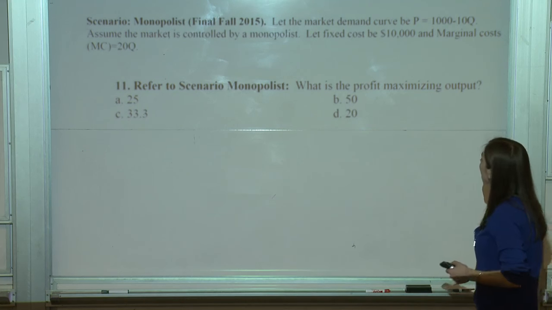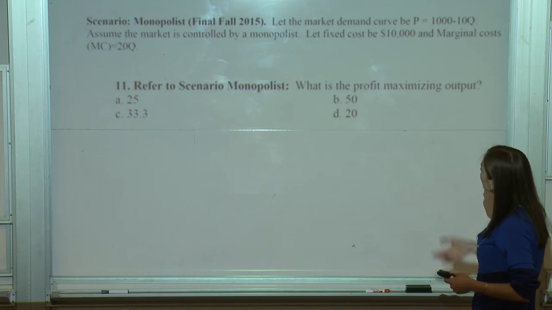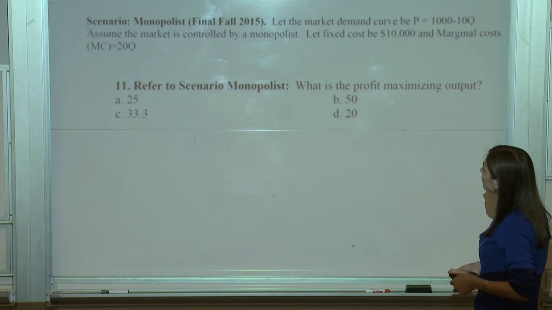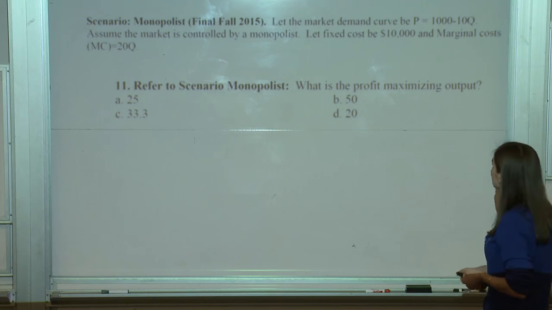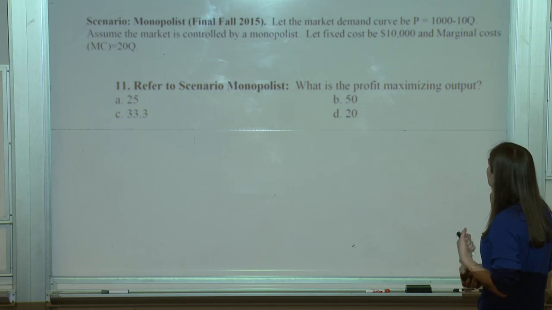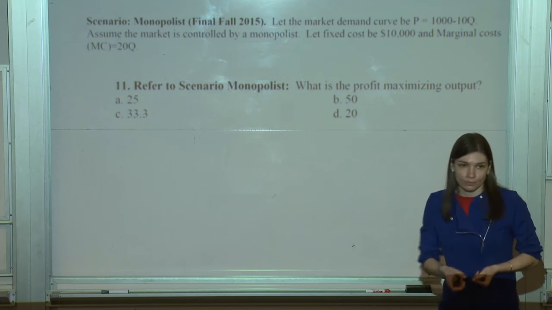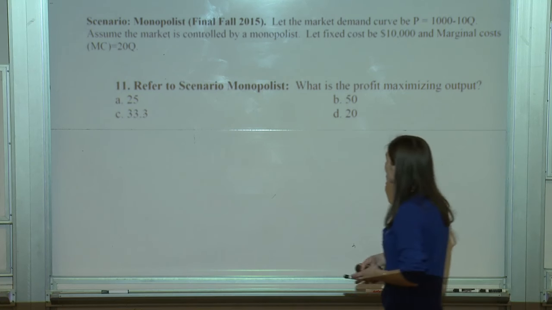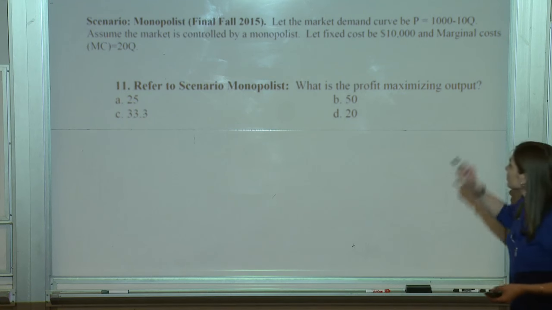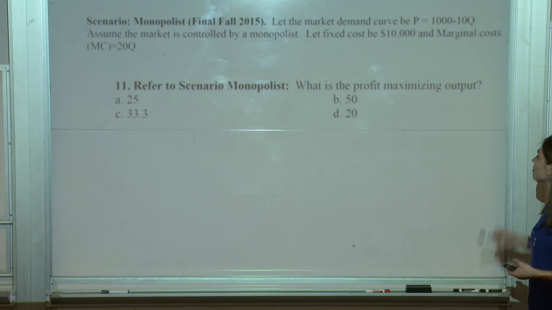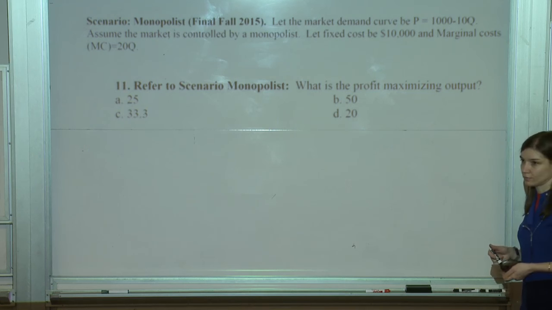All right. The market demand curve is 1,000 minus 10Q. The market is controlled by a monopolist. Fixed costs are 10,000, marginal costs are 20Q. Okay. So we have a monopolist with the following curves. What is the profit maximizing output?